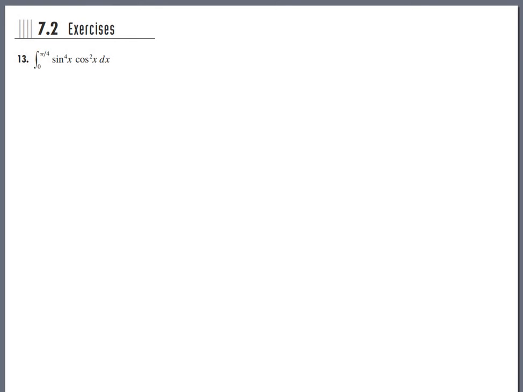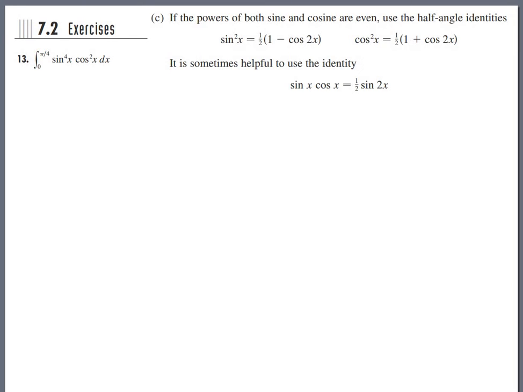Okay, just wanted to do a quick run through on number 13 from 7.2, which is integrating sine to the fourth times cosine squared. So those are both even powers. And just as a quick reminder, the book has these little sets of recommendations. And this is their recommendation when the powers of sine and cosine are both even.